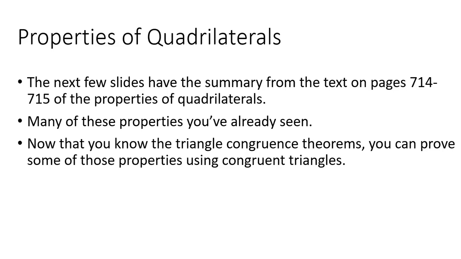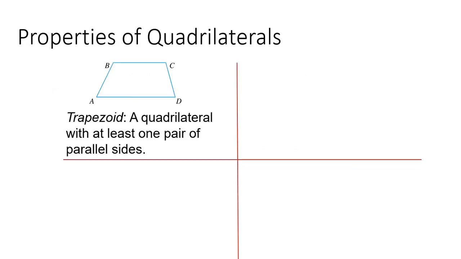Now, some of these you've already seen before. Some of them might be a little bit new. There's two columns here. The first column is mostly definitions. The second ones are properties. So a definition is something that's essential to create that object. So if it's a trapezoid, how do you define a trapezoid?